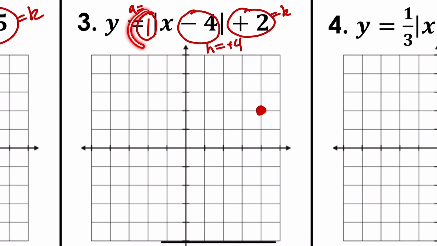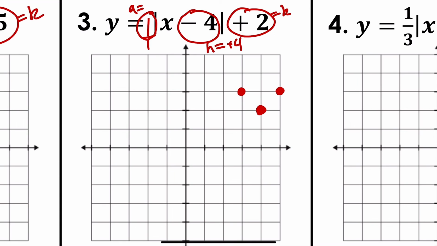Now we just use our slope to build our V. So it's 1 over 1. So we're going to go up 1 over 1. Right there. Ran out of space, but we could still go the other way. So we're going to go up 1 over 1. And then connect your dots.